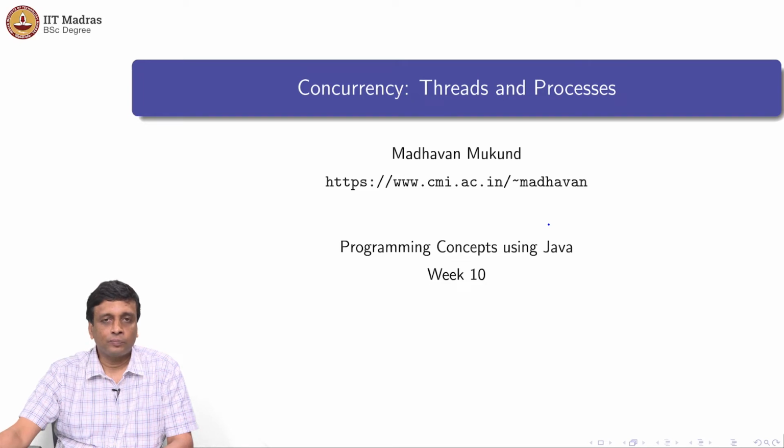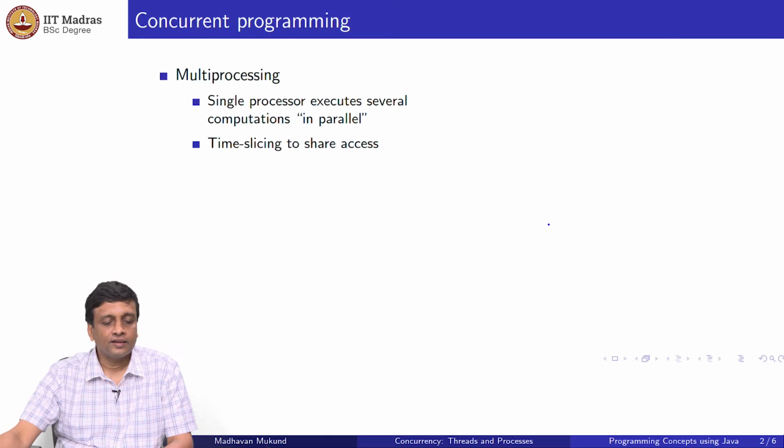So let's look at a new topic, concurrency. Concurrent programming involves running more than one thing at the same time. Typically when we use a computer, we know that we can run many applications at the same time, even if we have only a single processor underneath.